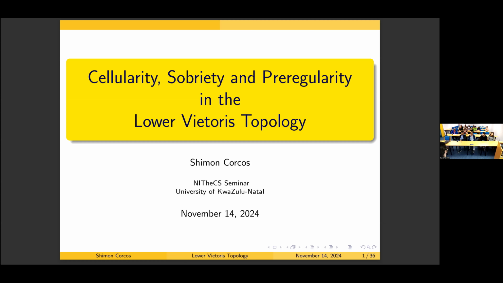mathematics. Today's speaker is Shimon Corcos. He is a PhD candidate at UKZN. He's done all of his studies at UKZN, completing his honors degree in 2021. And then he proceeded to complete a master's degree under the supervision of Professor Babalal, which he then upgraded to a PhD last year. He plans to submit his PhD thesis at the end of December this year, and we're really looking forward to that.